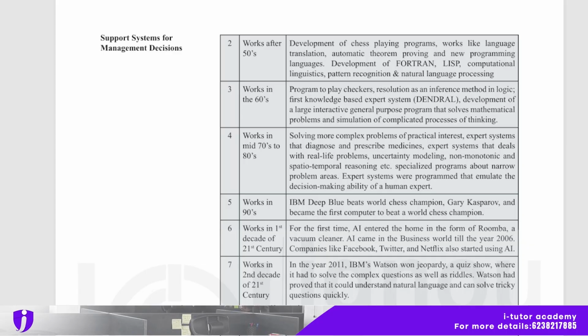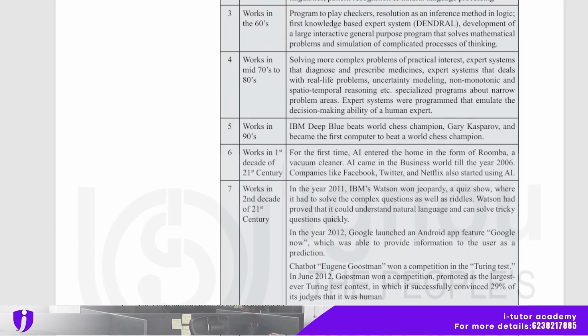Works in the 60s: programs to play checkers, and resolution as an inference method in logic. The first knowledge-based expert system, development of a large interactive general purpose program that solves mathematical problems, and simulation of the complicated process of thinking. Works in the mid 70s and 80s solved more complex problems of practical interest.